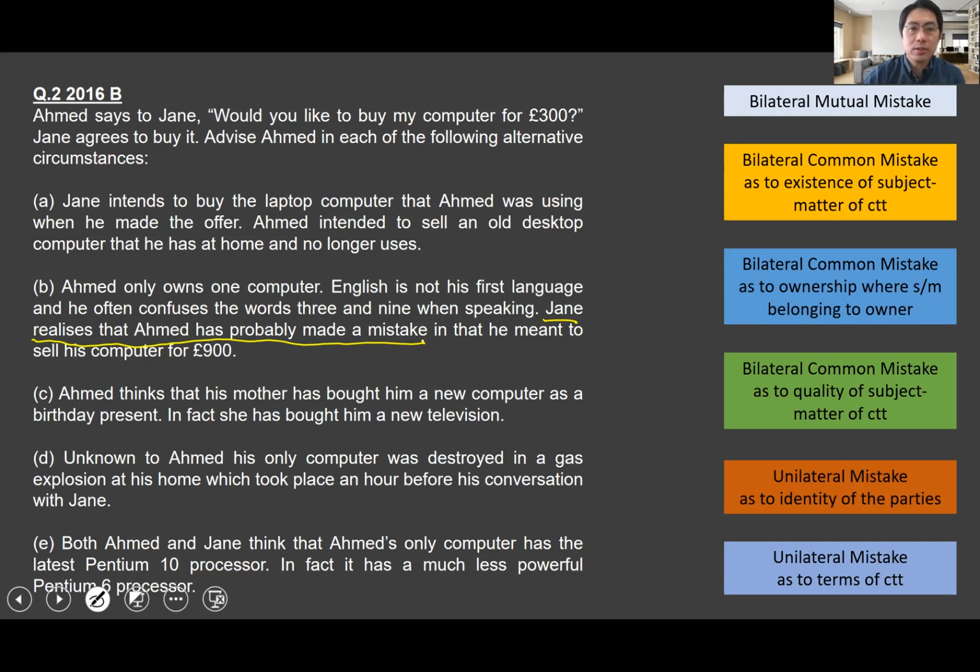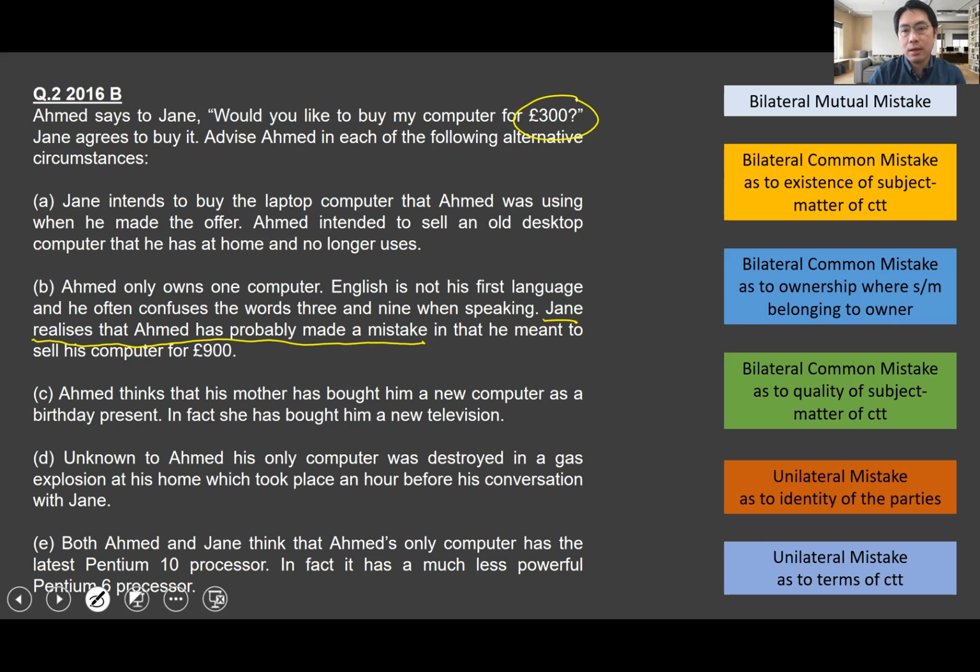And so therefore, in other words, this is a mistake made only by one party. And so it's a unilateral mistake. In that, when Ahmad was mentioning 300, because English was not his first language, he actually meant 900 instead. So he was mistaken with his 3 and 9. And Jane knew that. And straight away you know that this is a mistake made by one party. It's a unilateral mistake.